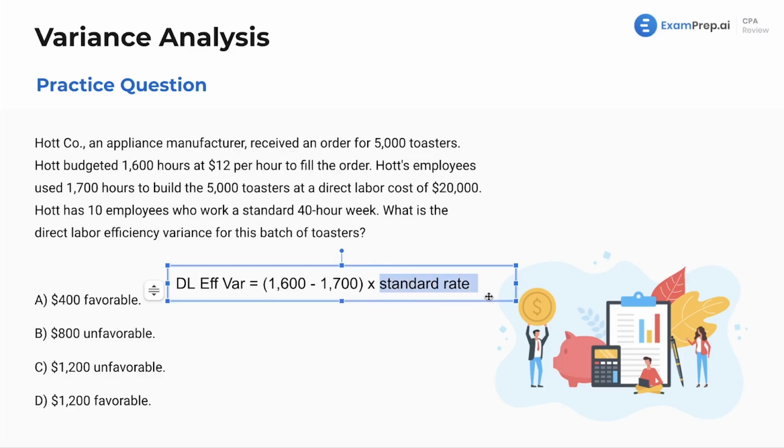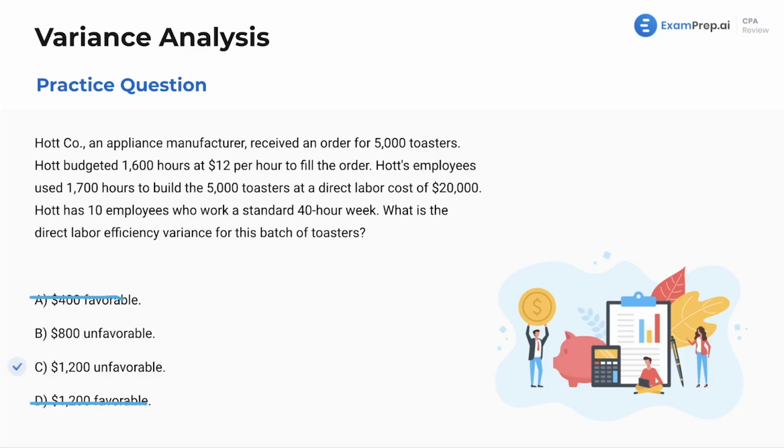Now, double check yourself. Does this make sense? Well, okay, we have standard minus actual hours. So this is going to tell us if it's favorable or unfavorable. You can immediately tell based on what's in the parentheses. We used more hours to do this project, to build these toasters, than what was budgeted. So in this case, I would say immediately it's going to be unfavorable. I'll cross out A and D. It's a great way to immediately eliminate. And then we just do the math. The difference here is 100. It's negative 100. Yep. Times 12 is letter C, $1,200 unfavorable.